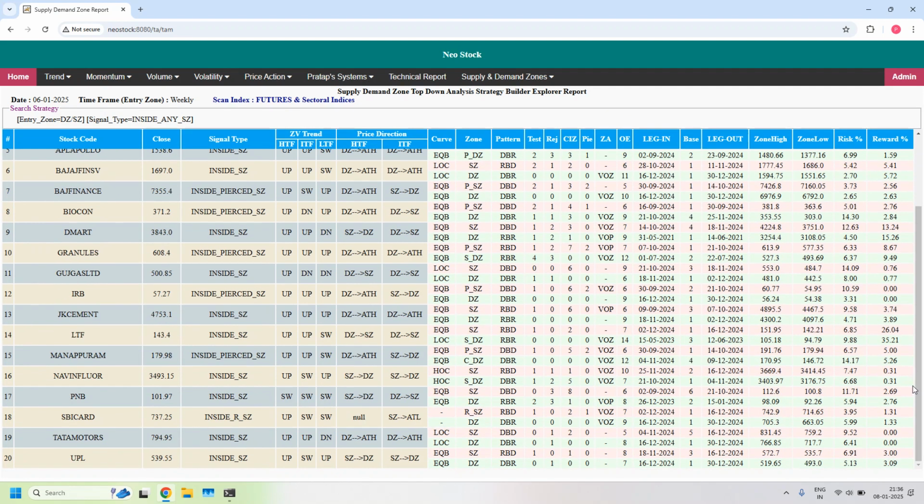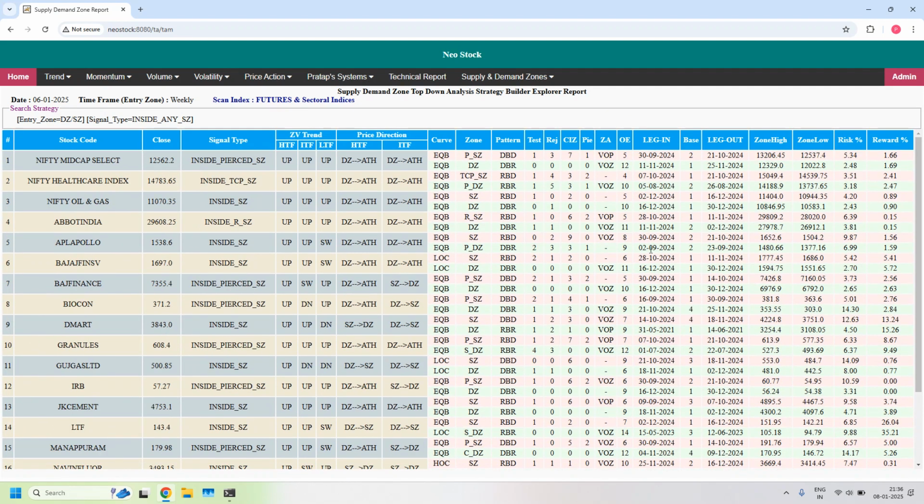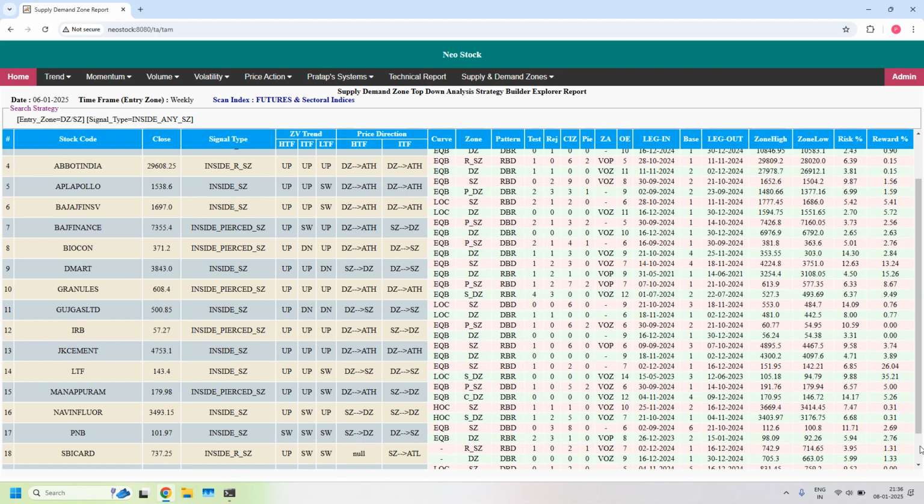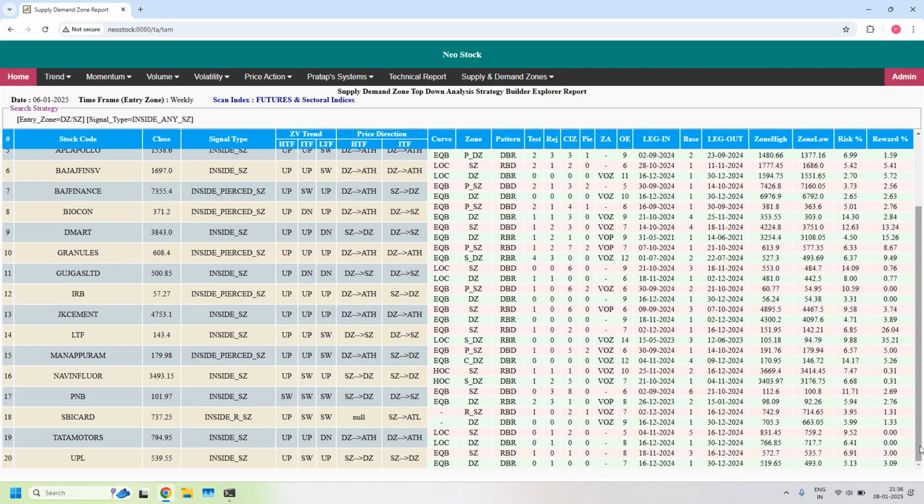So now we have 20 stocks, and the first 15 stocks we are seeing in this list. I am scrolling the list down. So total 20 stocks are filtered where price closed inside the weekly supply zone. Out of these 20, how many of these supply zones are having weekly EMA Confluence?